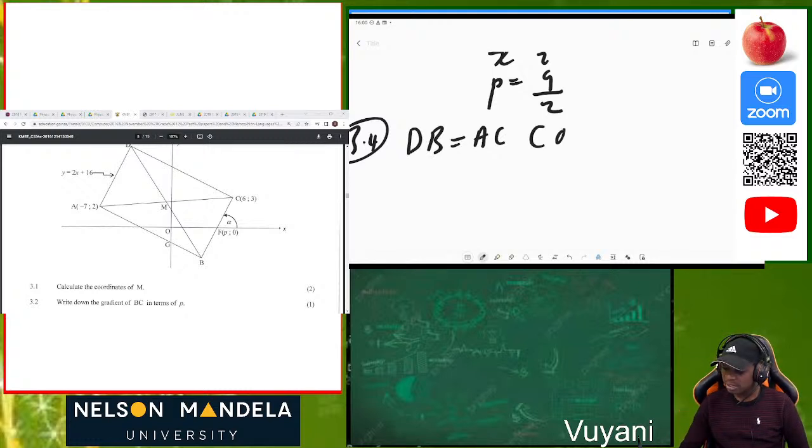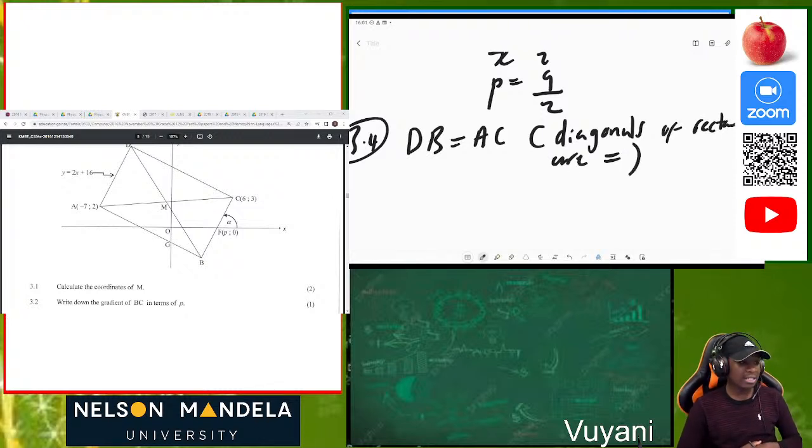It is because the diagonals of a rectangle are equal. Okay, let us know that. Write your reason so that we understand what you are doing.